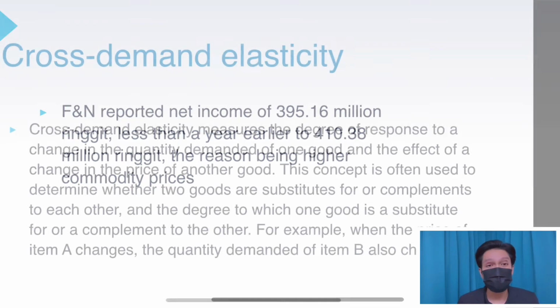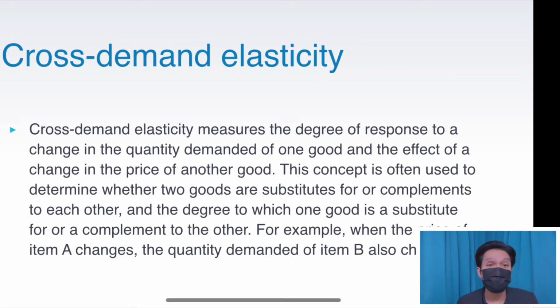Second, cross elasticity of demand. So this concept measures the degree of response to a change in the quantity demanded of one good and the effect of a change in the price of another good. So this concept is often used to determine whether two goods are substitutes or complements to each other. So the degree to which one good is a substitute for or a complement to the other. So for example, when the price of item A changes, the quantity demanded of item B also changes. So this change can be measured through the elasticity of cross demand.